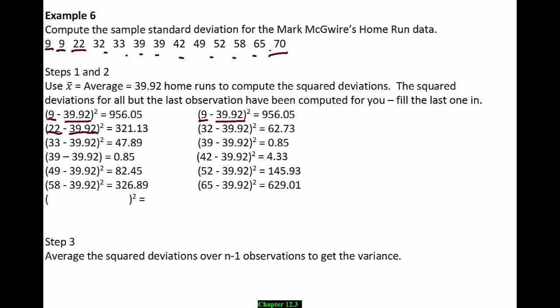Notice that we didn't waste a lot of time doing the calculations of all those other ones in front of you. We just did them for you, but we saved the last one to do together. So the last observation is a 70. So how are we going to compute this squared deviation? Well, we're going to take 70 minus our mean, which is 39.92. And if you punch that in your calculator and take the square of the deviation, you're going to get 904.81.